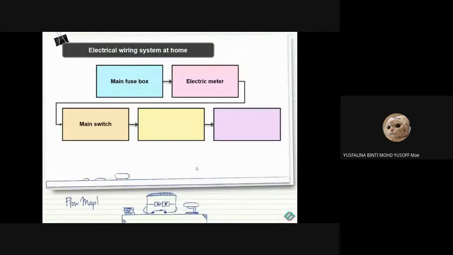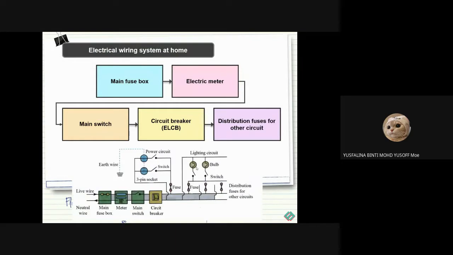Okay. So we discussed until here just now, right? So this is the main fuse box. This is the meter, this is the main switch, and this is the circuit breaker. So this one is used to divide the current. So say for a light bulb, how much current does it need? It will break down the current here, depending on how much the electrical appliance needs.